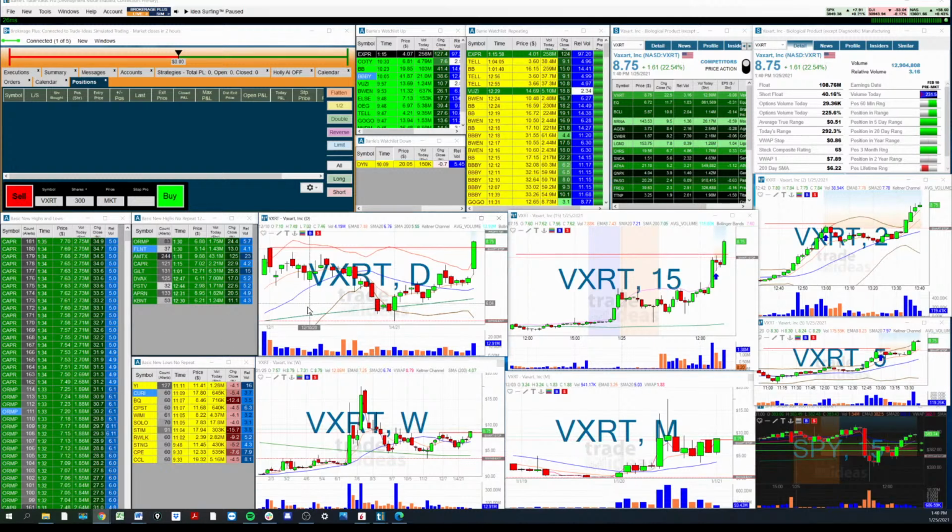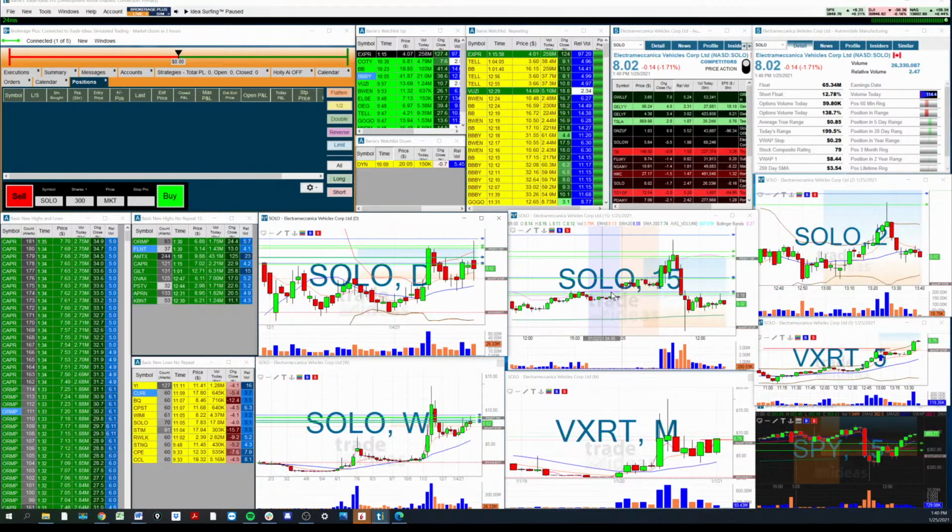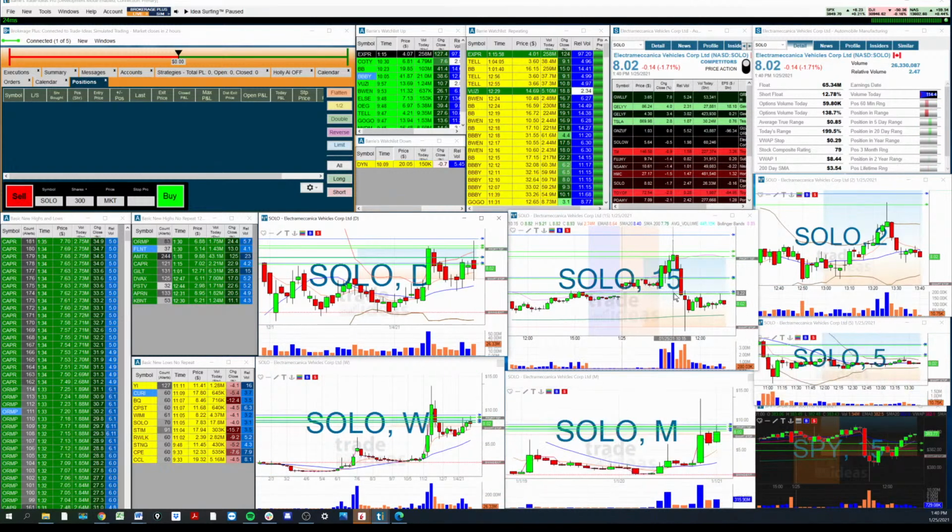Yeah, I'm re-interested in Solo, but it's going to have to take this out, right around 822. It tried, you can see it just popped up and then it came right back down. It has not rallied with the market. That's the cause for concern. It has not rallied with the market.